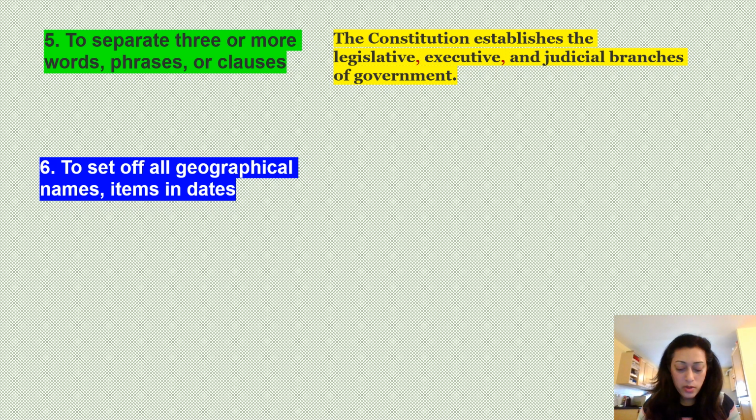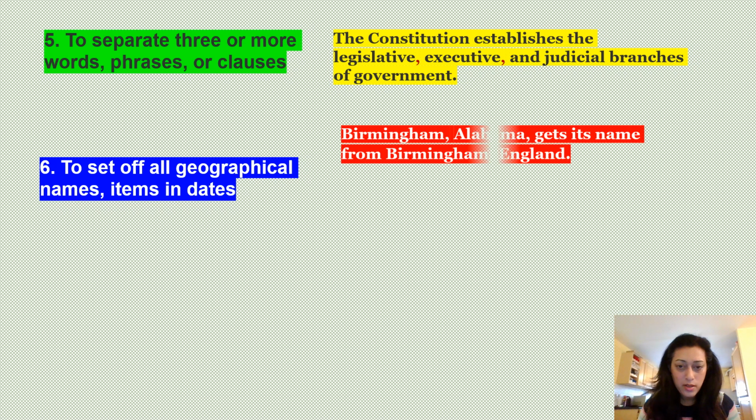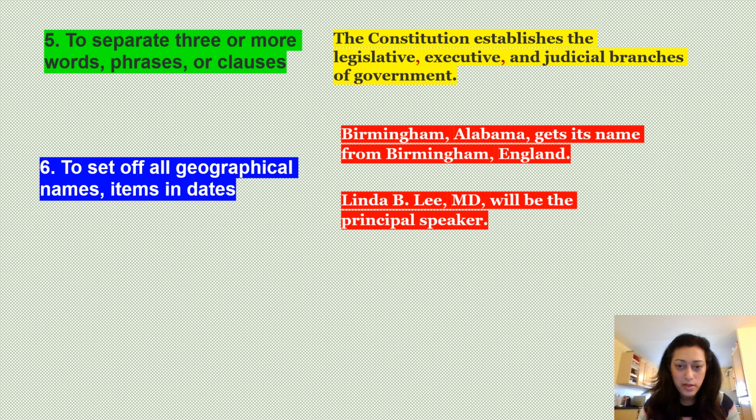Then use commas to set off all geographical names, items in dates, addresses, and titles and names. For example, Birmingham, Alabama gets its name from Birmingham, England. Linda B. Lee, MD, that's her title, will be the principal speaker.